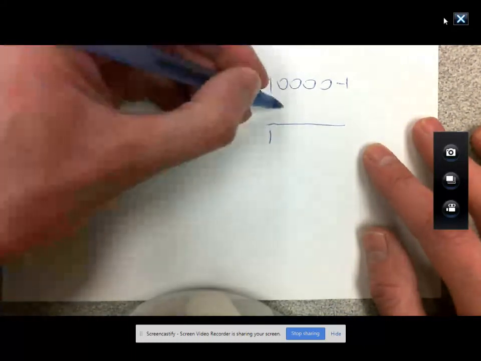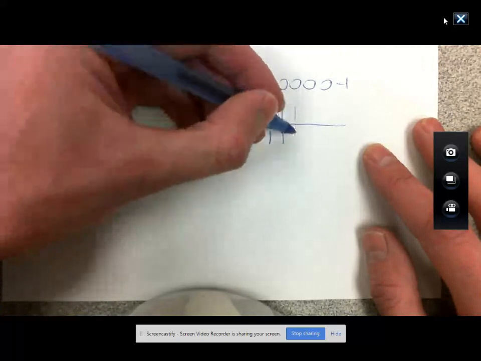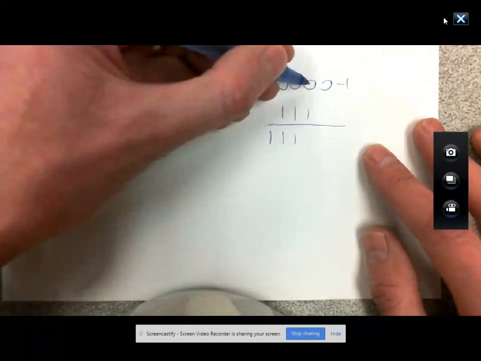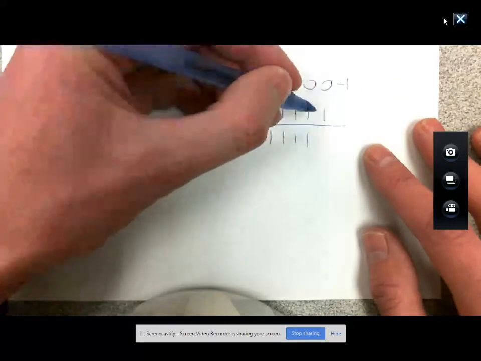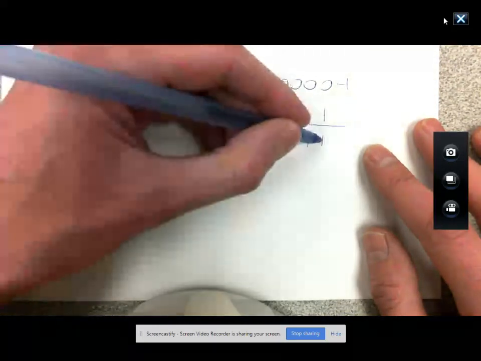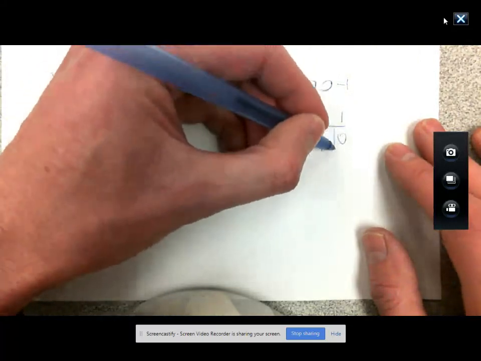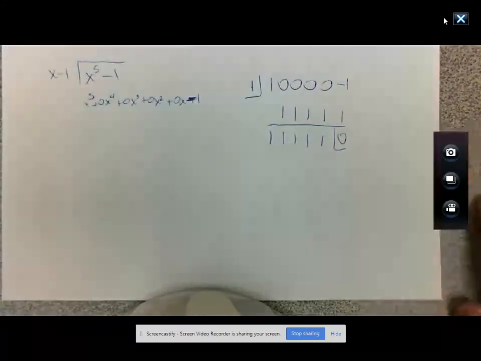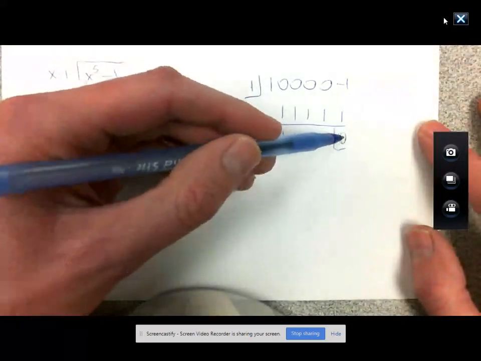1 times 1 is 1. 0 plus 1 is 1. 1 times 1 is 1. 0 plus 1 is 1. 1 times 1 is 1. 0 plus 1 is 1. 1 times 1 is 1. 0 plus 1 is 1. 1 times 1 is 1. -1 plus 1, 0. So all that process gave me was a 0 remainder, and the coefficients, all these 1s here, are the coefficients of my solution.